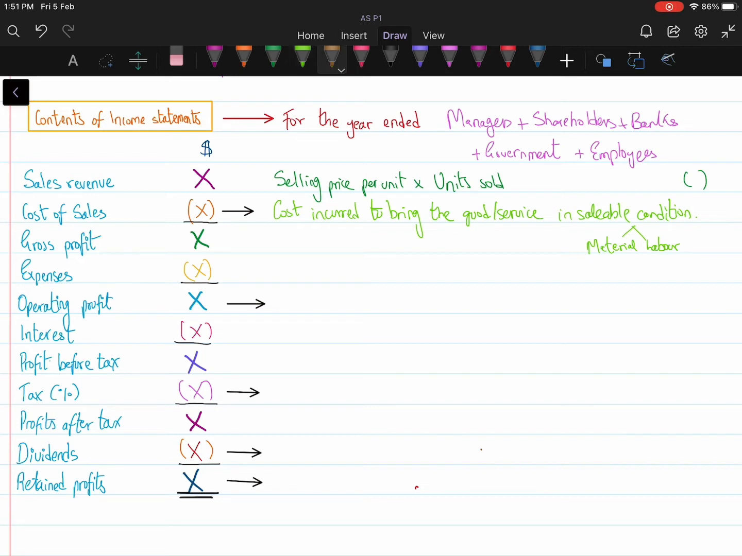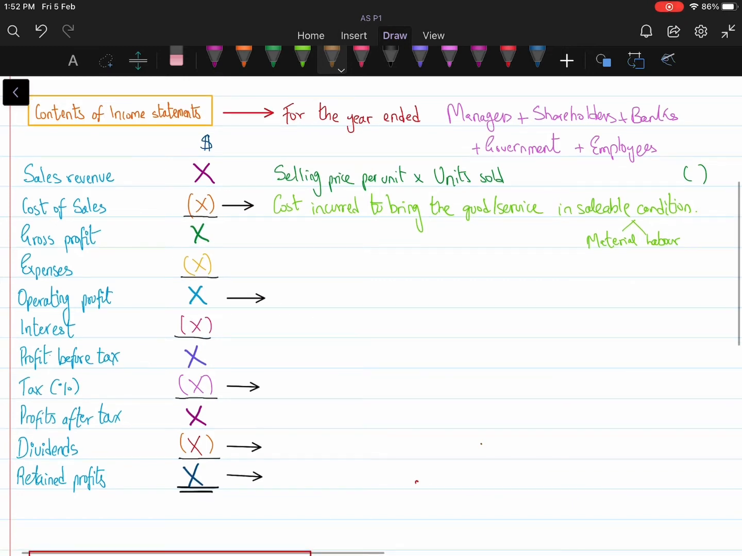So once you have deducted the cost of sales from the sales revenue, you're going to get an amount that is going to be termed as gross profit. From the gross profit, you're going to deduct your expenses, the expenses that have not been included in the cost of sales, the expense of rent, electricity, or any other likely expense that your business may be incurring. Once you have deducted those expenses, you're going to get an operating profit.